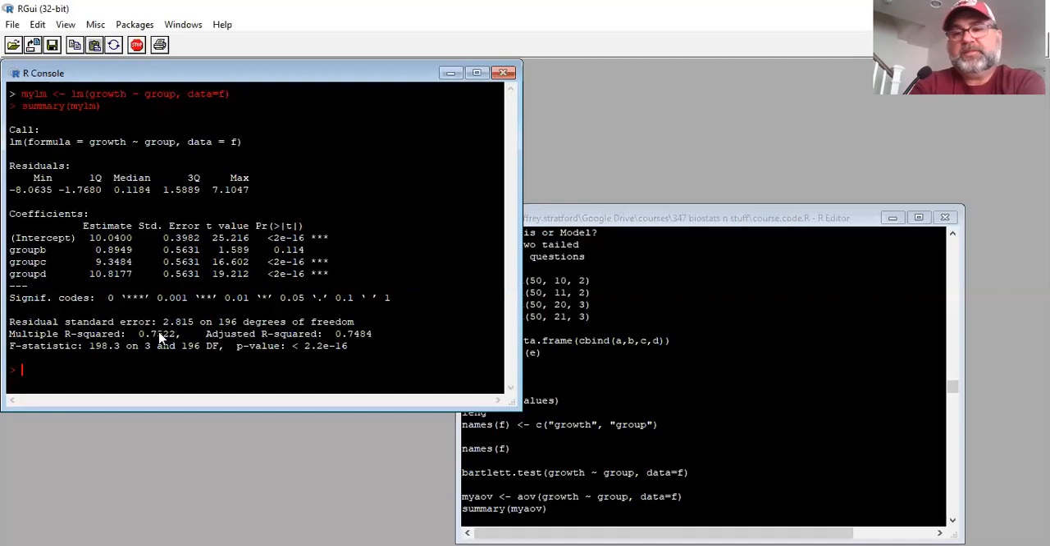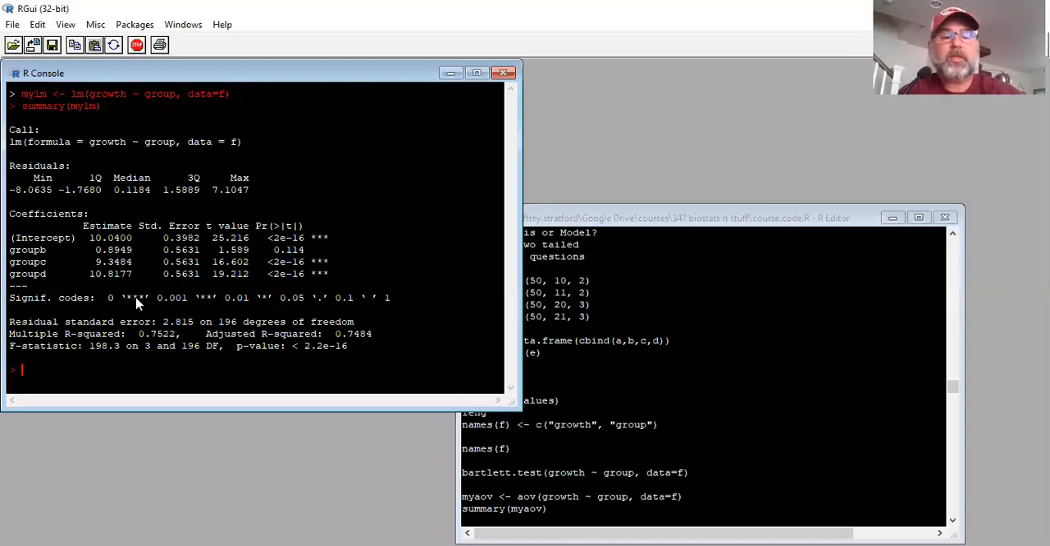All right, you get some more output compared to the AOV. It also gives you multiple R squared and adjusted R squared. R squared is how much our model accounts for the variation in our response variable. The difference between 0.75 and 0.748 is how much the null model made up. So the multiple R squared includes variation that is included just by fitting an intercept.